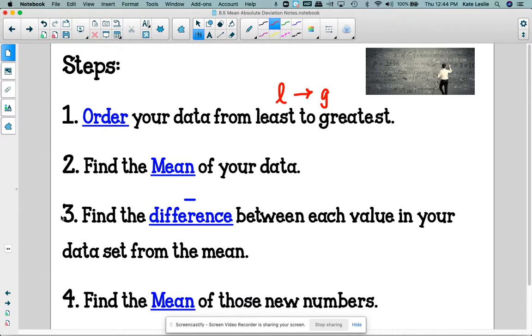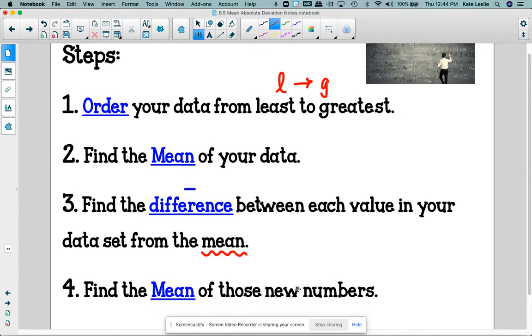The third step is you're going to find the difference. So we're going to subtract each number from our mean. Some of you might be scratching your head right now going, what? What does that even mean? I promise you we will practice this in just a second. It'll make a lot more sense. And then the last step is to find the mean of that new set of values. So as I mentioned, you're going to be finding the mean twice.